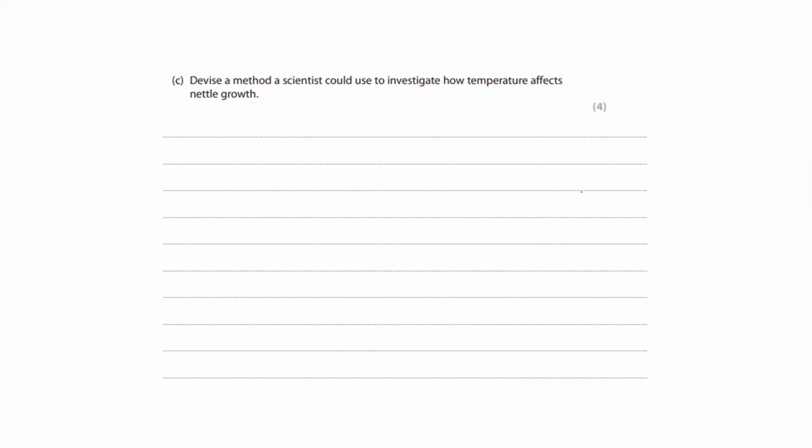Devise a method a scientist could use to investigate how temperature affects nettle growth. Okay, so I need to write an investigation here. So again, we could describe something. Let's try and think if we have to have samples of nettles. So let's have number 1. Take 10 similar sized nettle plants, all grown from seed.